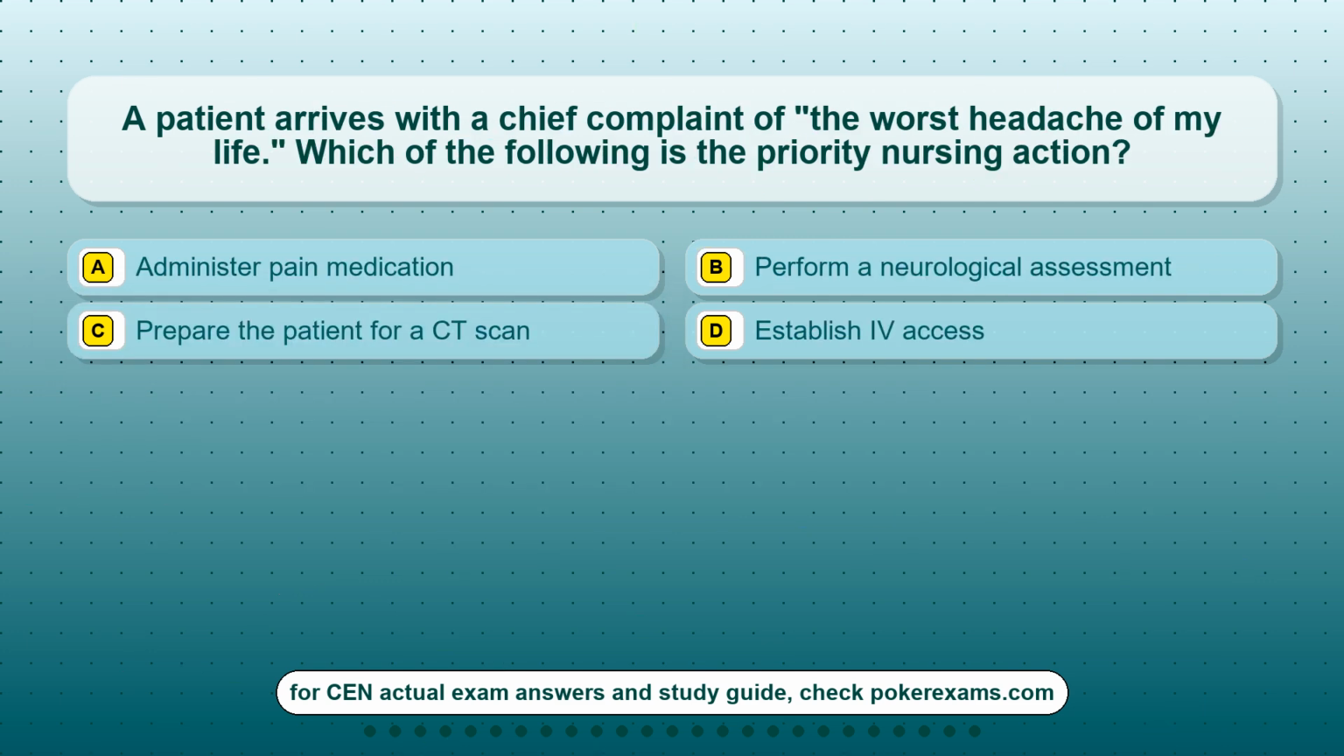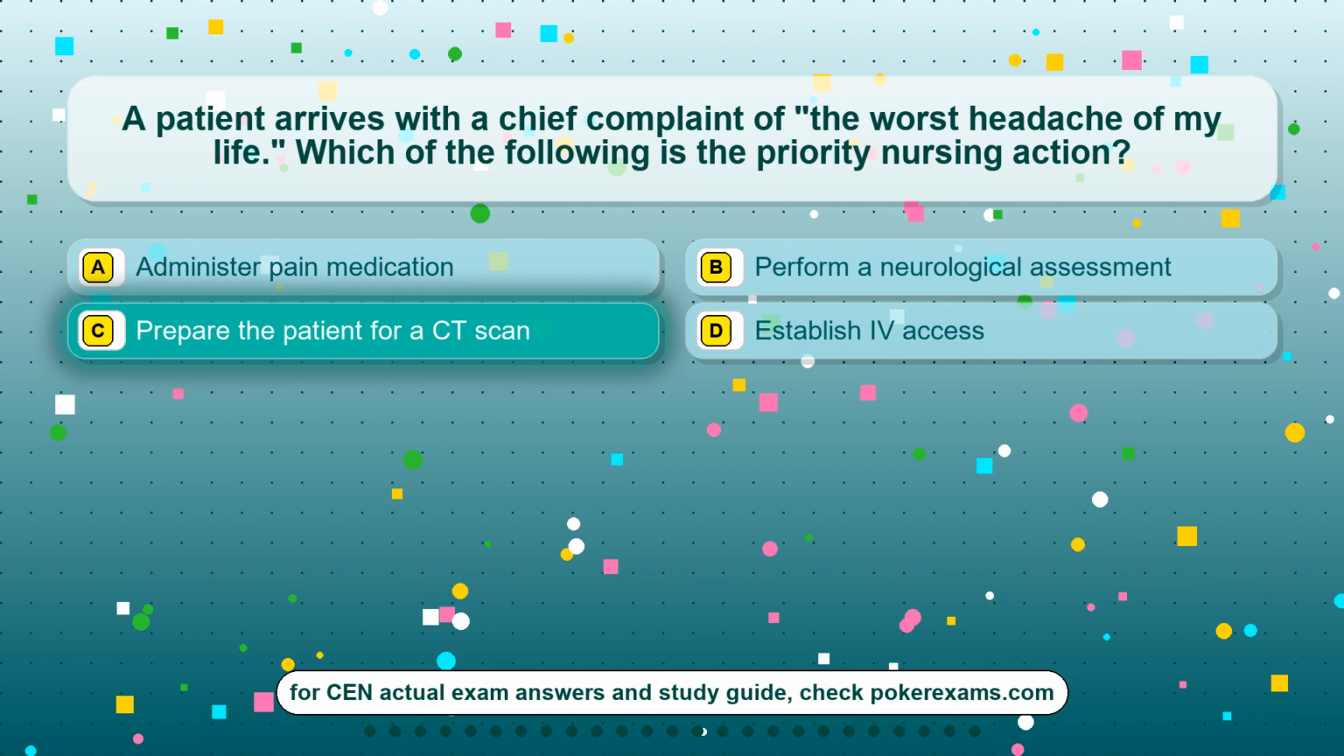Question 24. A patient arrives with a chief complaint of the worst headache of my life. Which of the following is the priority nursing action? Option A, administer pain medication. Option B, perform a neurological assessment. Option C, prepare the patient for a CT scan. Option D, establish IV access.